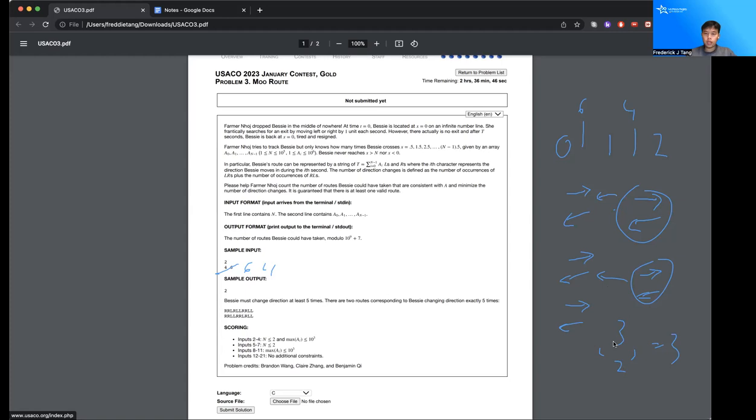The 3 choose 2. Now, what happens in the original input, right? It seems like the answer should be 3 here, right? Because it's just the reverse. The actual input is just 4, 6. It's the reverse. Shouldn't it be the same thing? Well, the answer is actually no, because let's see here.